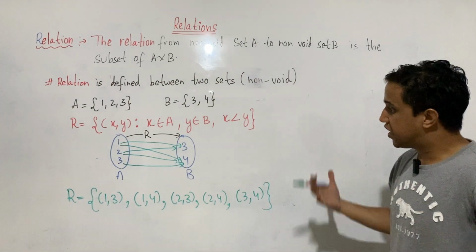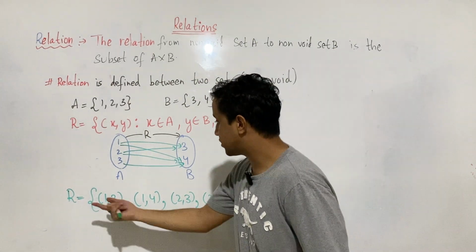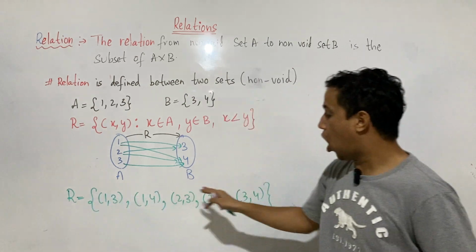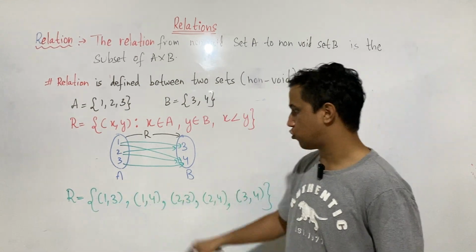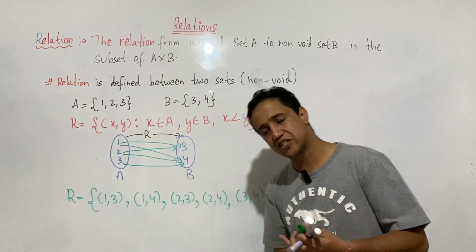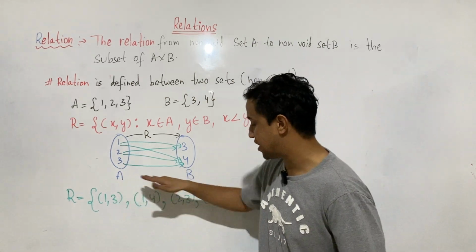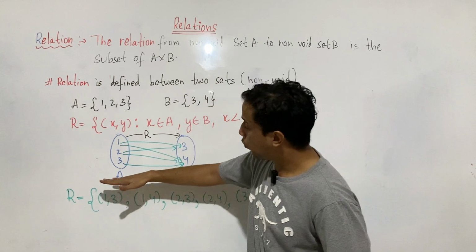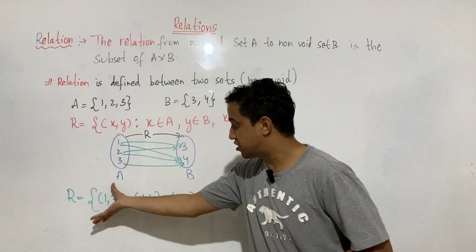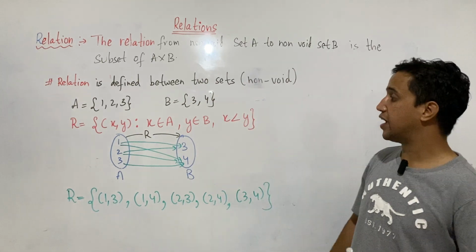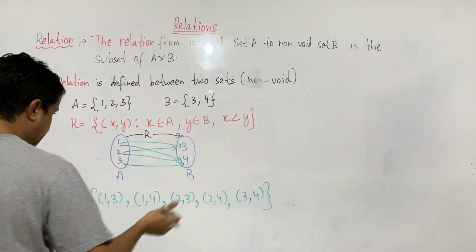So you can see here that all the ordered pairs in this relation are a subset of the Cartesian product A cross B. If you find the Cartesian product A cross B, then you will see that this relation is a subset.